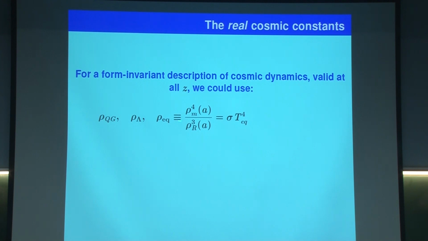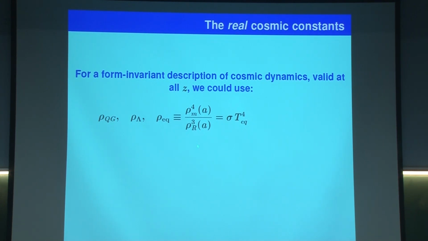So, this rho matter to the power 4 upon rho r to the power 3 is a pure density number like these two, which characterizes our universe. Because I can compute this at any epoch. A guy at redshift of 8 could have computed it, I can compute it today. We both will get the same number once we have normalized our units, ergs per centimeter cube, let us say.